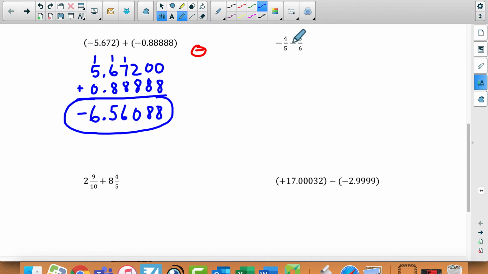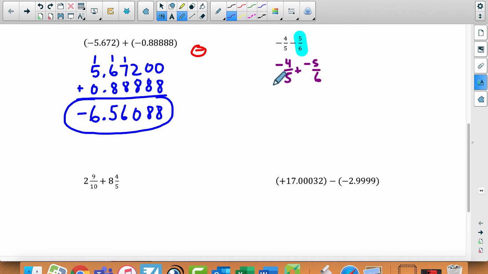Okay, subtraction question here. We don't want to subtract, we want to add the opposite. So here's my new question. I keep the first one the same. I change it to an addition question. Now, this number right here was 5/6, or positive 5/6. So my new number should be negative 5/6. That's the opposite.